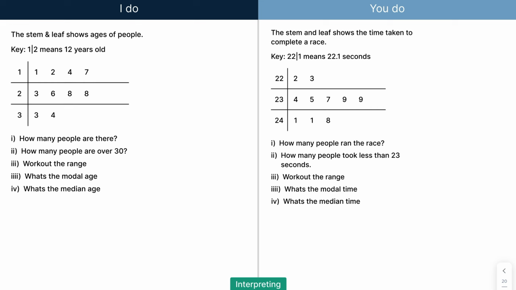So moving on, we're now looking at interpreting stem and leaf. So here we've been given a stem and leaf of ages of people. We've been told the key 1, 2 means 12 years old. How many people are there? So altogether, we have 1, 2, 3, 4, 5, 6, 7, 8, 9, 10. There's 10 people altogether.